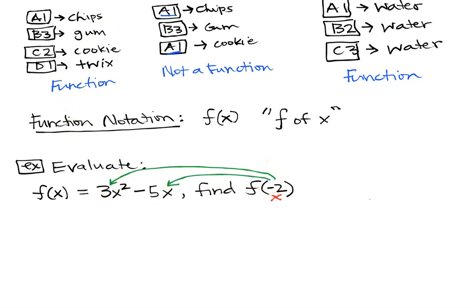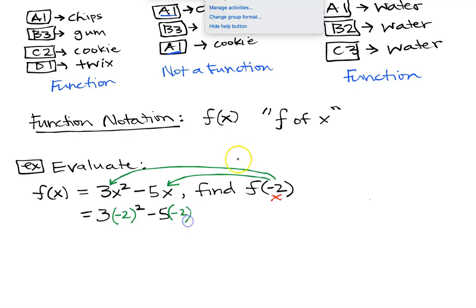Okay, so let me do this. When I do that, I get 3 times negative 2. I'm going to put this in green just to make sure it stands out to you here. All right, squared, and then minus 5. And then again, in place of x, we're going to put negative 2 in there. And now I just need to simplify that. Okay, I need to get it all simplified. So I need to follow the order of operations when I'm doing this.